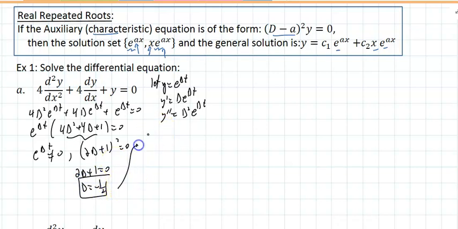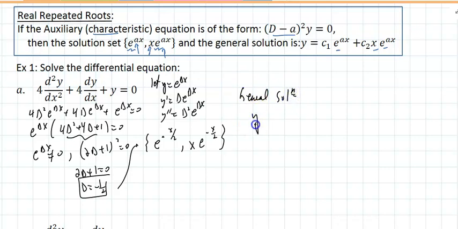So our solution set is e to the negative t over 2. I'm so stuck on t. Oh, boy. It's a function of x. So e to the negative x over 2, and to really separate those, we multiply that by x. And the general solution would be y equals c1 e to the negative x over 2 plus c sub 2 x e to the negative x over 2.